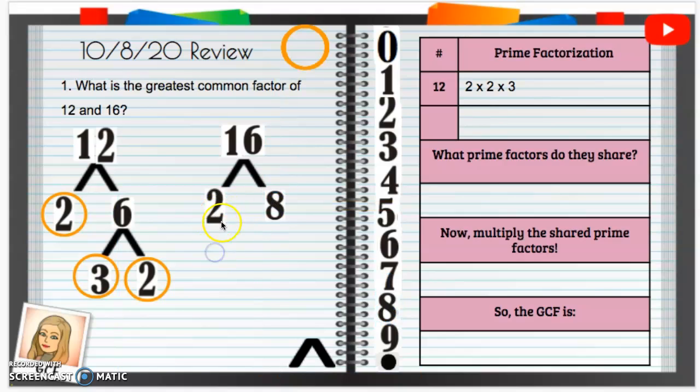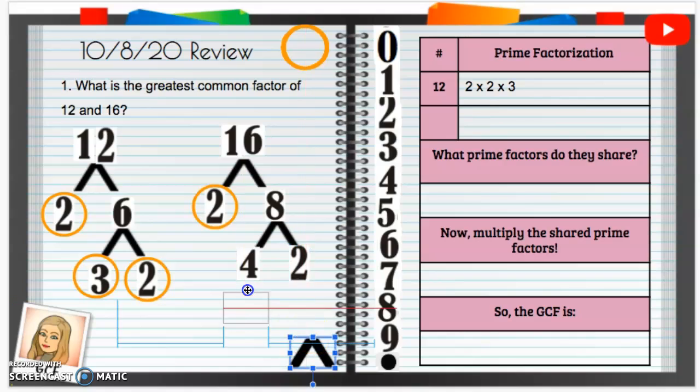Is 2 a prime number? Yes, it is, because the only two factors are 1 and itself. Then, is 8 a prime number? No. Why not? Well, because we can break it down. So 8 can be what times what? It can be 4 times 2.